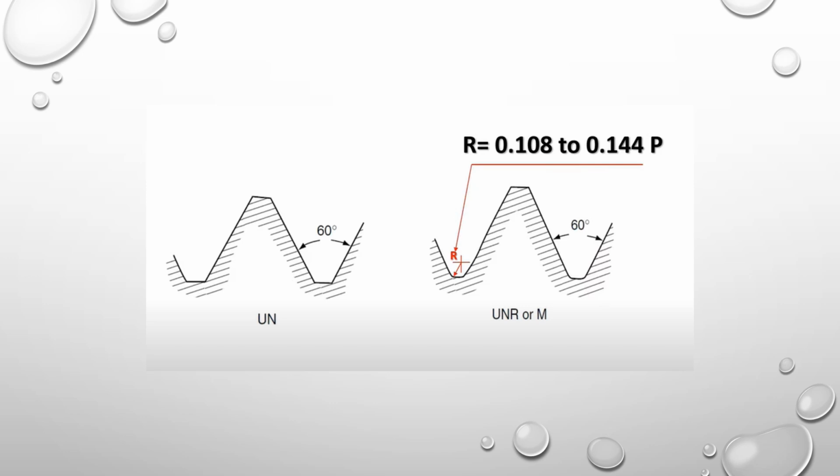So here, as I told you, there is UNR and UNJ, UNJC and UNRC also. When I say R, there is a radius. What is the radius? They have made a radius of 0.108 to 0.144 P. That radius was maintained. That's why it is called UNR, because there is a radius. If there is no radius, then it is only UN.